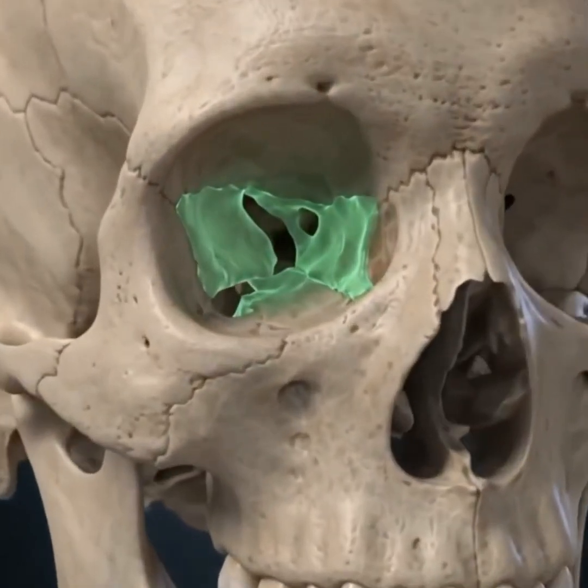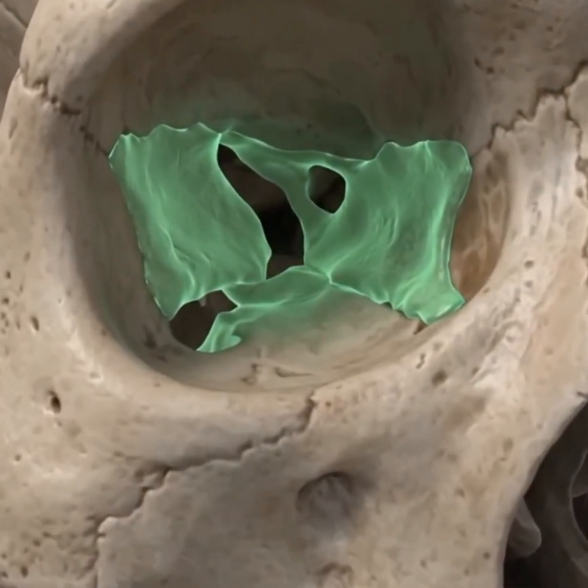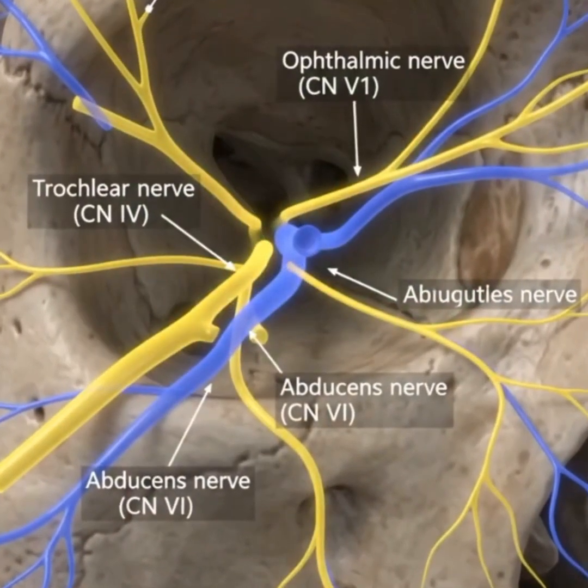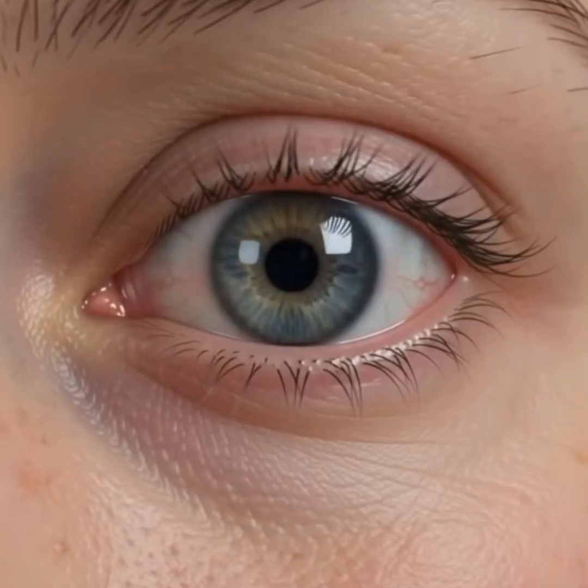The superior orbital fissure is a critical opening in the sphenoid bone. It transmits cranial nerves 3, 4, V1, and 6. Injury can lead to ptosis and ophthalmoplegia.